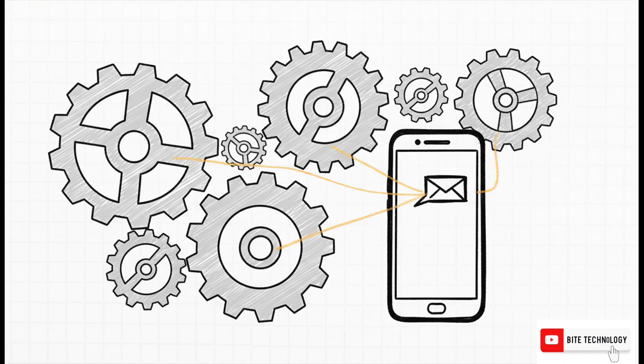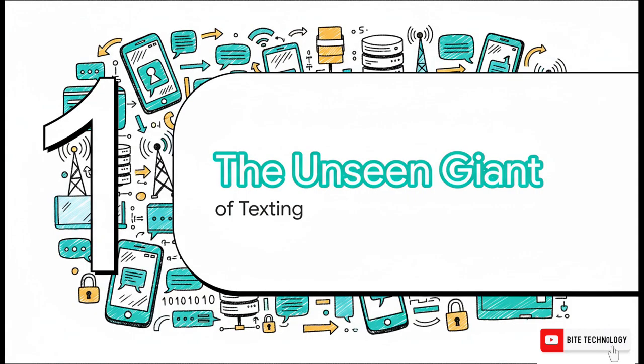What's really happening is this super fast, totally silent conversation behind the scenes, and it's all run by this one powerful, invisible protocol. It's basically the backbone for almost every automated text message on the planet. And this unseen giant? It's called SMPP. So let's dive in and break down what it is and exactly how it works, step by step.